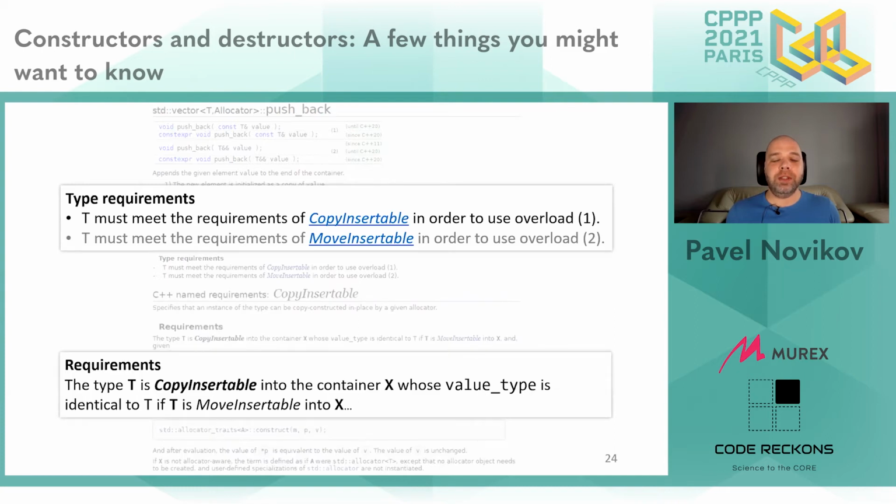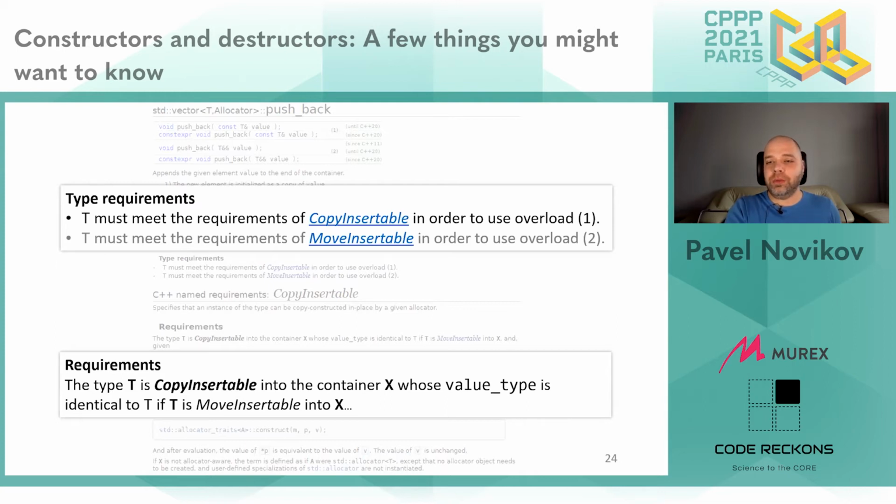A type is copy insertable if it is also move insertable, if it satisfies the requirements of move insertable. In our case, we have deleted the move operations, and movement is explicitly prohibited. So our type does not satisfy the move insertable requirements. So the MSVC and the libc++ standard libraries are right, and GCC's default libstdc++ library is wrong. That's a bug, and somebody should fix it.